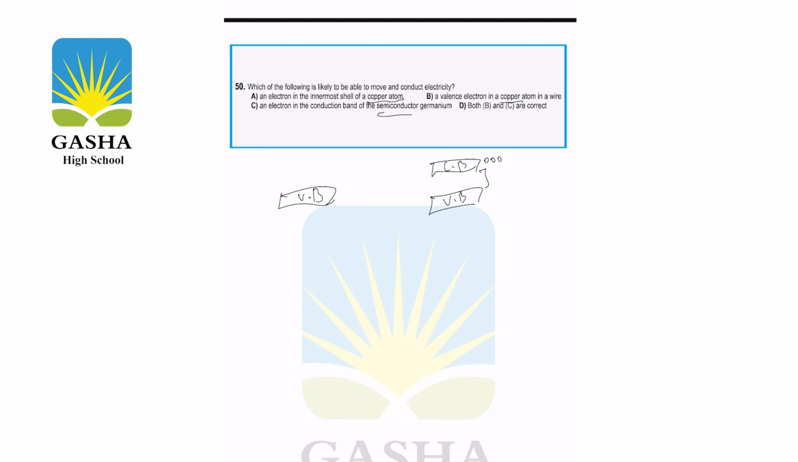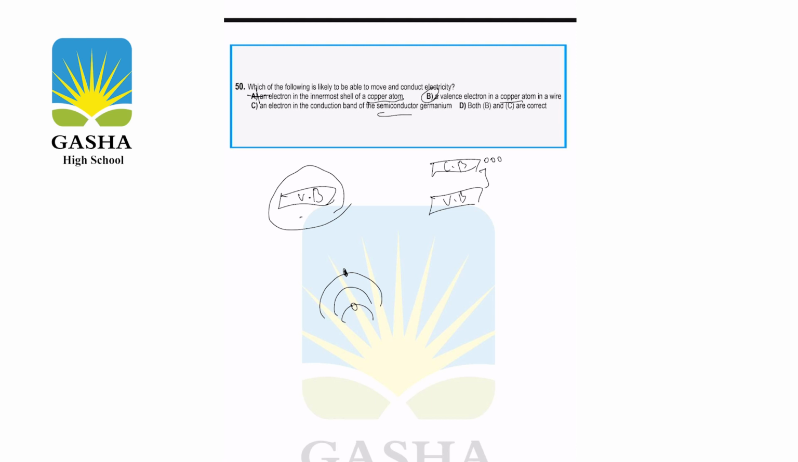So A, an electron in the innermost shell of the copper atom. The innermost shell means the electrons are not in the valence band or even the conduction band. So they do not contribute to electricity because they need more energy in order to jump into the conduction band. So A is not the correct answer. So let's move on to B. And B says a valence electron in the copper atom. The valence electrons in the copper atom contribute to electricity. So B is the correct answer.